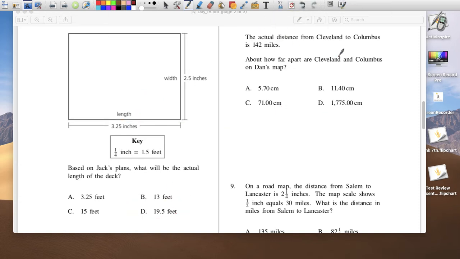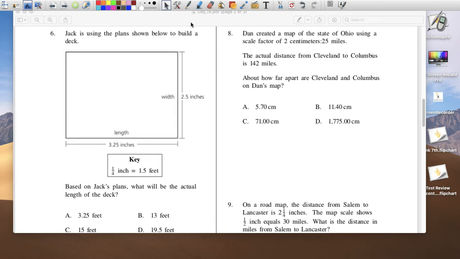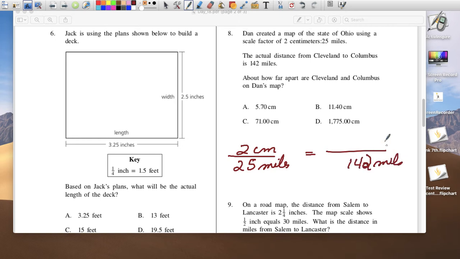The actual distance from Cleveland to Columbus is 142 miles. About how far apart are Cleveland and Columbus on Dan's map? Where's Dan's map? Okay, here, so let me write the relation. I know that 2 centimeters on this map equals 25 miles. So they measured the actual distance, and the actual distance from Cleveland to Columbus is 142 miles. So what is that in centimeters? I'm missing this part over here.